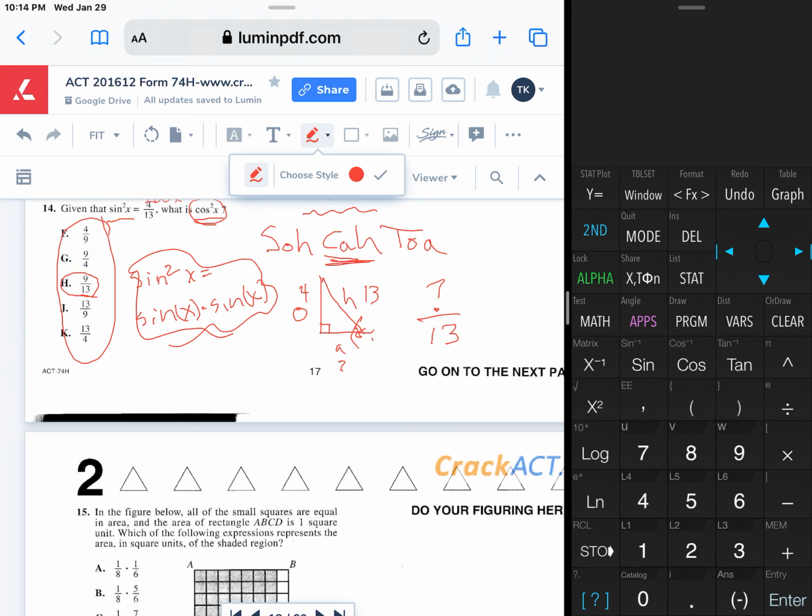So hopefully that was helpful to you. I guess what I'm trying to say is be efficient on the ACT. You don't get extra points for working out the problem further than you need to. In this case, you found out which one was going to work for you, and that's all you need to do.